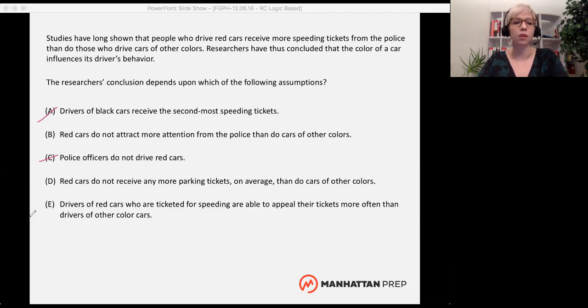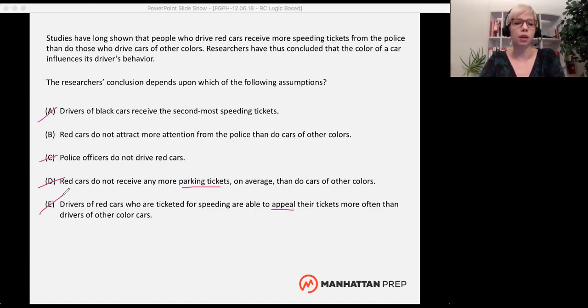Someone said D, red cars do not receive any more parking tickets. That's outside the scope. This argument is only concerned with speeding tickets, so parking tickets are irrelevant. And then someone else said E, drivers of red cars who are ticketed for speeding are able to appeal. Again, outside the scope. We're just trying to make the link between speeding tickets and speeding behavior, that's all we're trying to do here. So this does not have to be true.